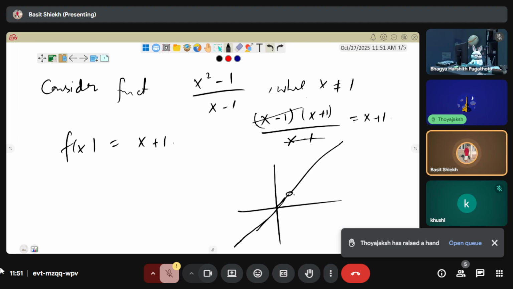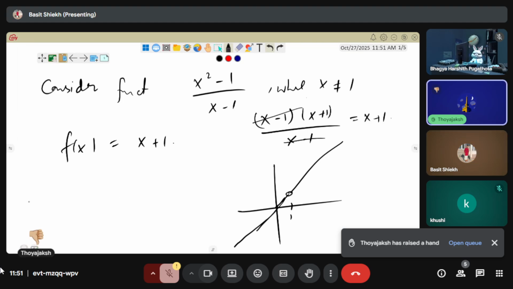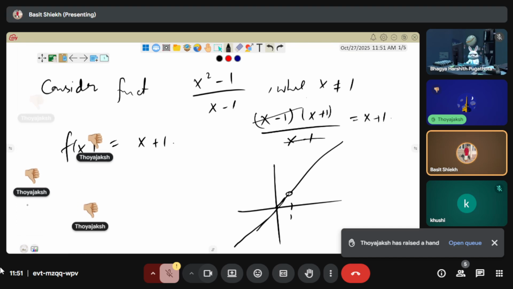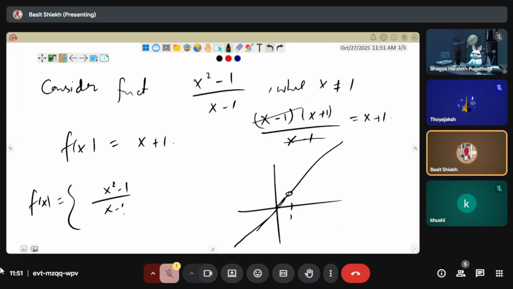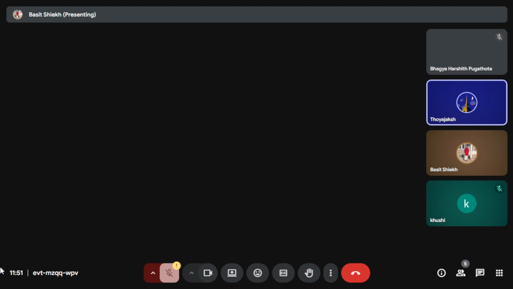Here we have this point which is missing, x equal to 1. This is the height h. That's why my potential energy is mgh. Now, if I redefine this function, f of x equals x square minus 1 divided by x minus 1 for x not equal to 1, and 2 at x equal to 1, then is there any disturbance? No, right?